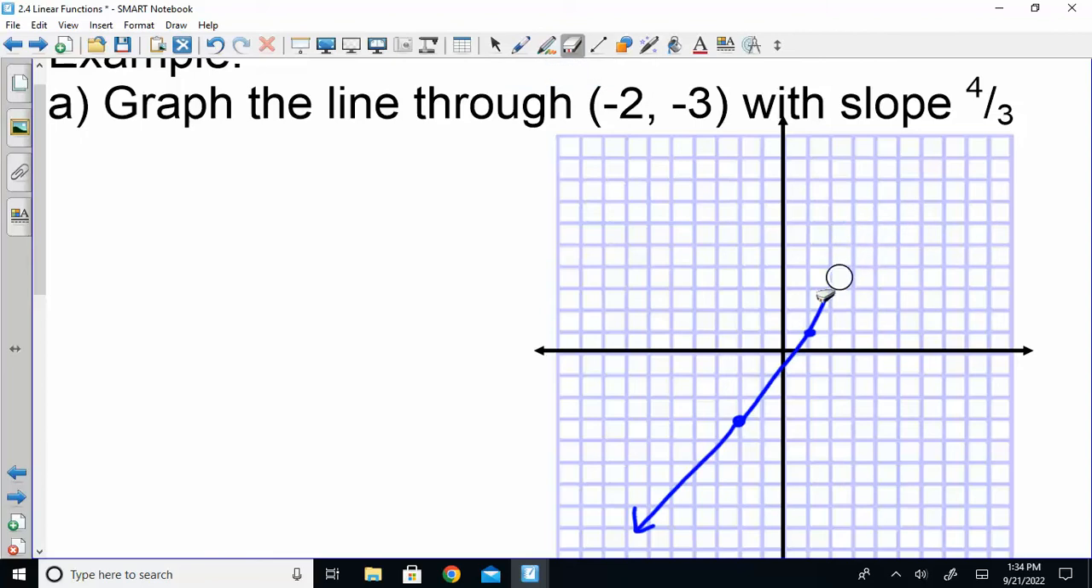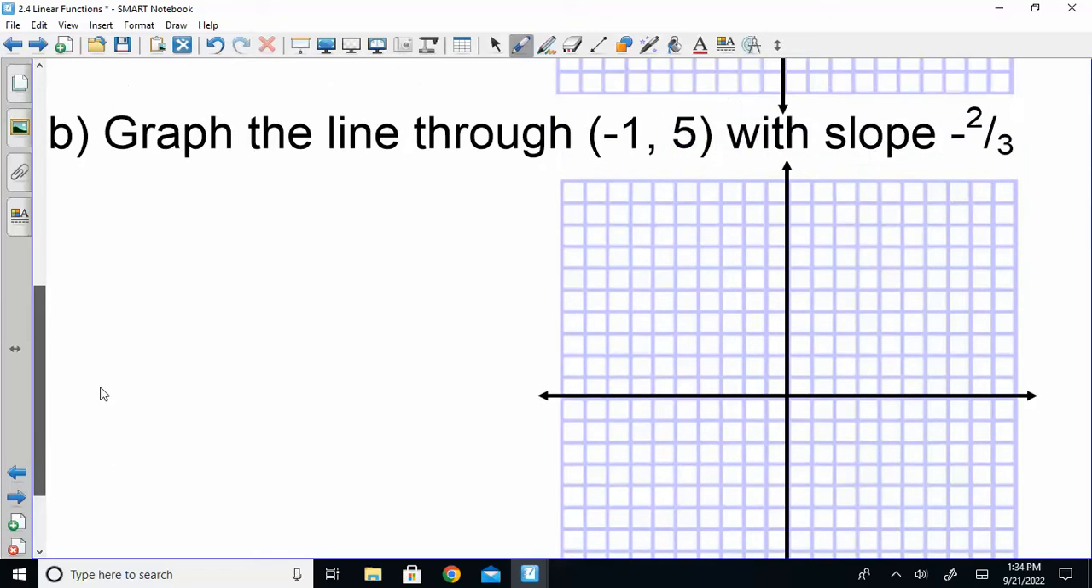This says, side note, is this line increasing, decreasing, or constant? Increasing. How could you know it was going to be increasing before you've ever graphed it? Right, your slope is positive, so that's increasing. When your slope is negative, you get a decreasing line. When do you get a constant? When the slope is 0, a horizontal line. Good. All right, you guys do B. Graph that one for me.